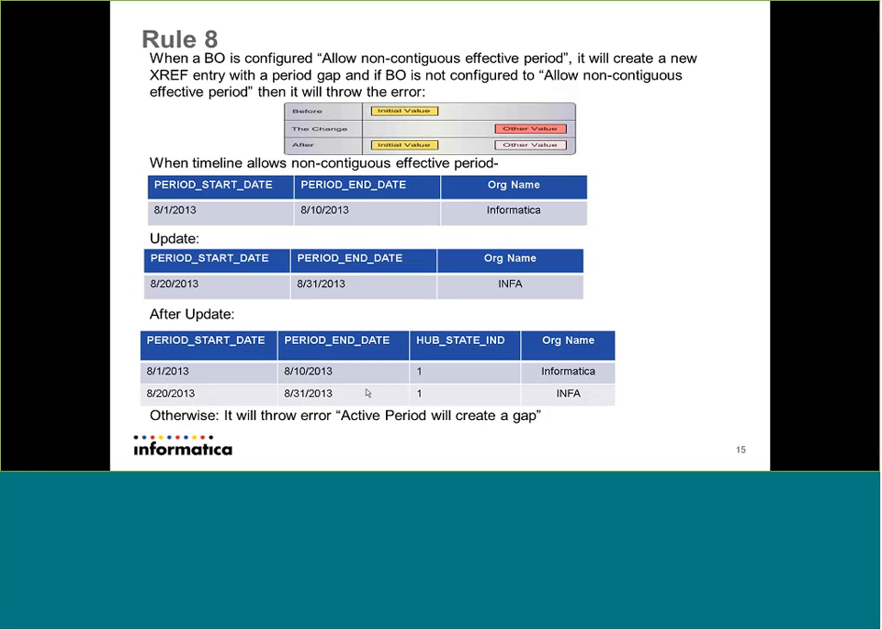But if you have non-contiguous periods disabled, then in that case it will throw an error that because of this update there is a gap in the activeness. So the record will be rejected during the load or the update from real-time systems.